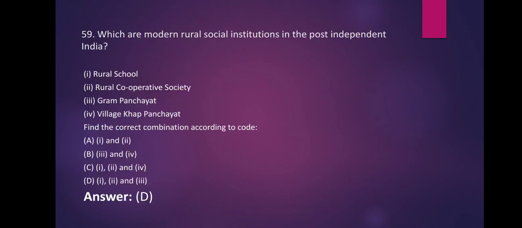Which are modern rural social institutions in post-independent India? First one, rural school, rural cooperative society, Gram Panchayat, village Panchayat. Find the correct combination according to the code. Here the right answer is option D, that is rural school, rural cooperative society and Gram Panchayat.